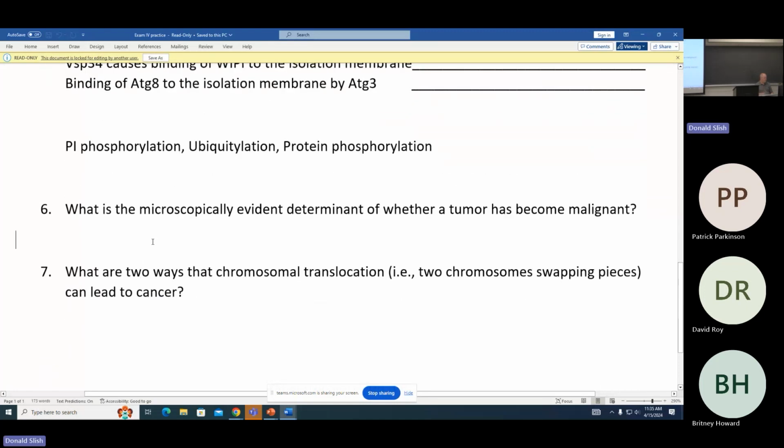What is the microscopically evident determinant of whether a tumor has become malignant? So you're looking at the tissue in the microscope. How can you tell if it's malignant or just dysplasia or something like that? Isn't it if it breaks the basal lamina? Basal lamina. I'd have a penny every time I said basal lamina.